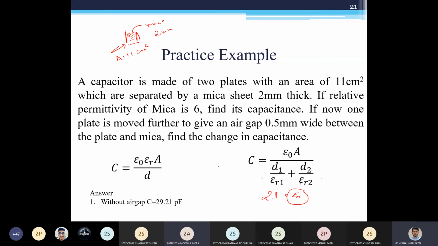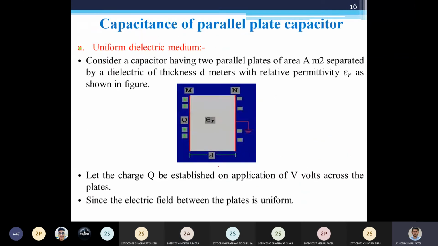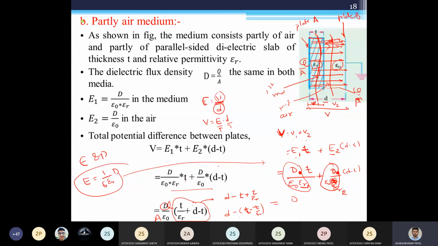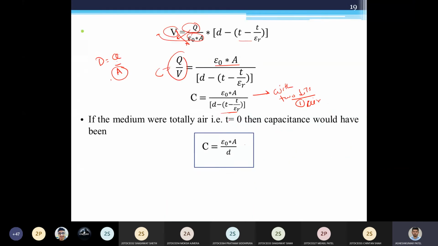If you look at this closely, this is the final equation, and in this equation, d is nothing but the total distance between the two plates. If I have 2 mm of thickness of my media, then I'm moving my plate by 0.5. So actually I have to put d as 2.5 mm, and then I can put t as 2 mm. The answer would be the same in both cases. No change in the answer.